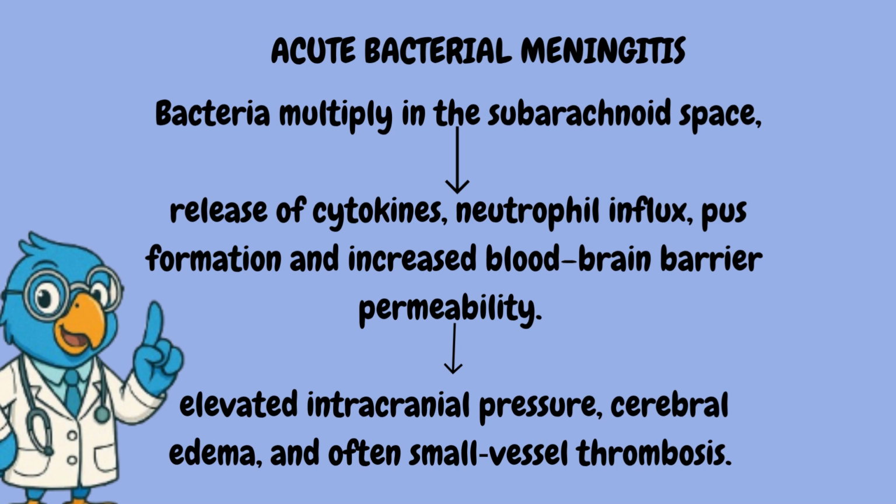Acute bacterial meningitis is a medical emergency in which the bacteria crosses the blood-brain barrier into the subarachnoid space where they multiply, releasing cytokines and causing an influx of neutrophils and pus formation, which would increase the permeability of the blood-brain barrier. There will thusly be an increased intracranial pressure from the pus in the subarachnoid space, cerebral edema from the increased permeability, and small vessel thrombosis. A fever greater than 38 degrees Celsius is not uncommon.